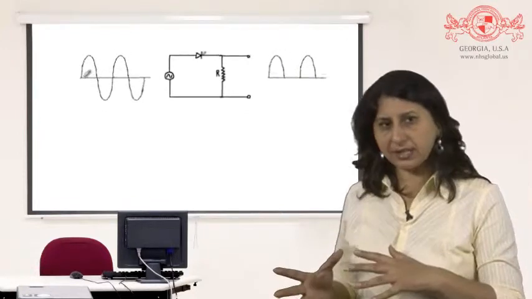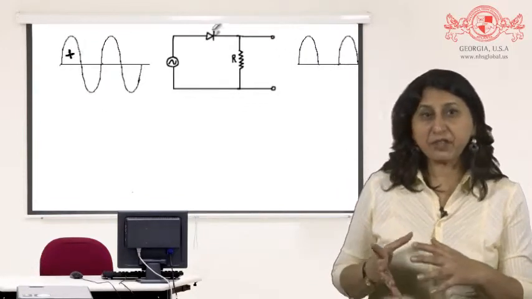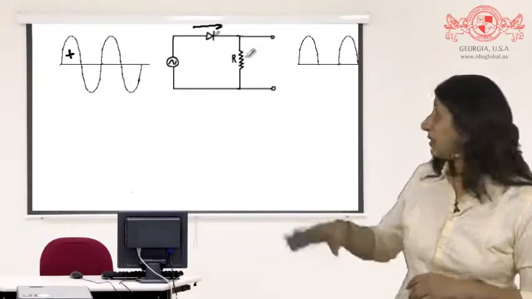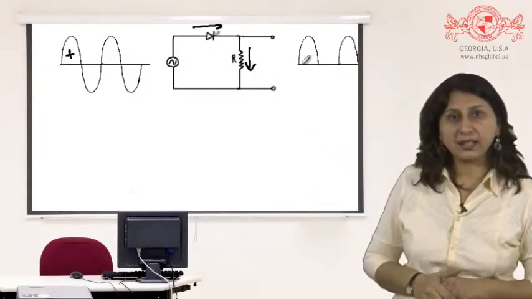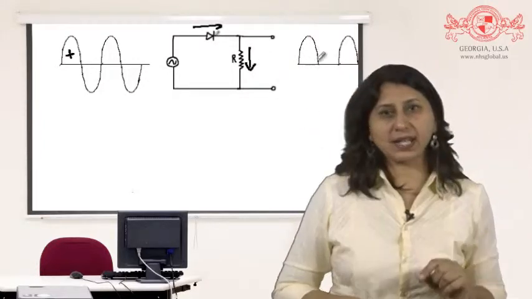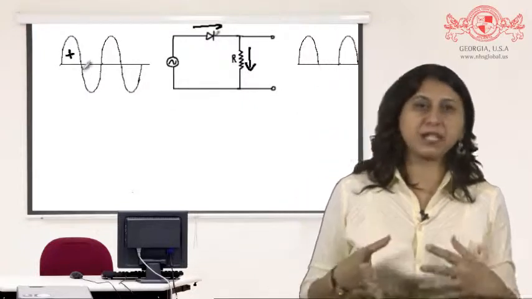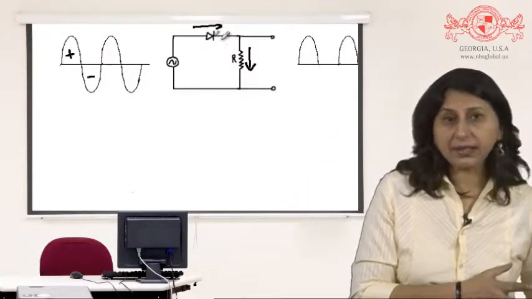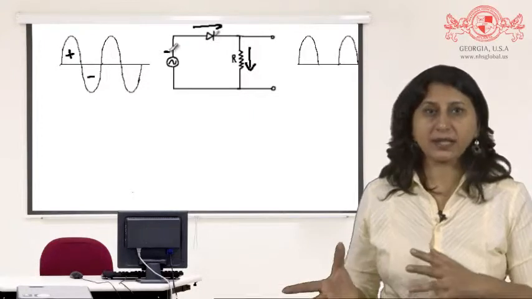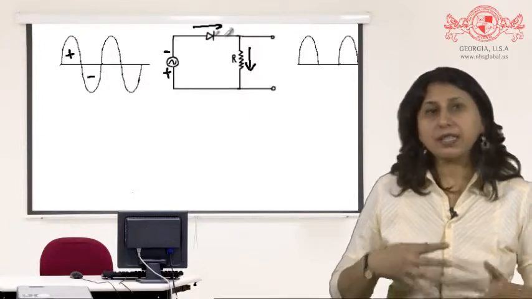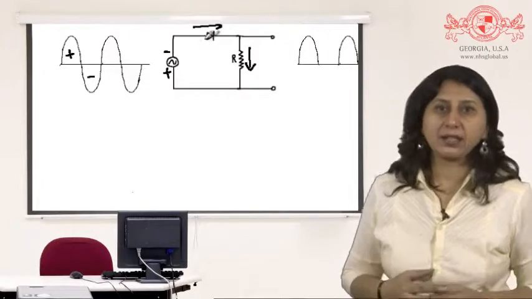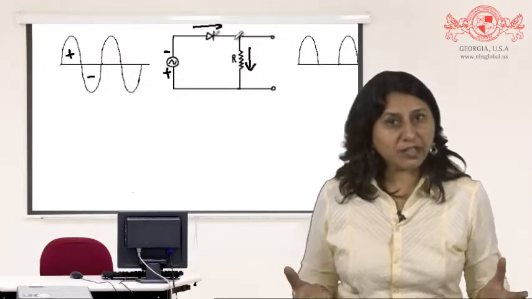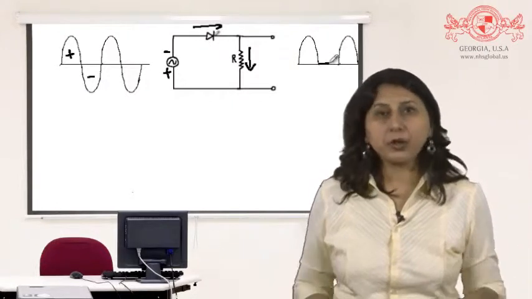Coming back to the disappearing half waves, see for the positive half cycle. The diode is conducting. So as the diode is conducting, we get an output for the first positive half cycle. Now during the negative half cycle, the diode is reverse biased. In that case, the diode will not conduct. So as there is no current flowing, we get a zero output.